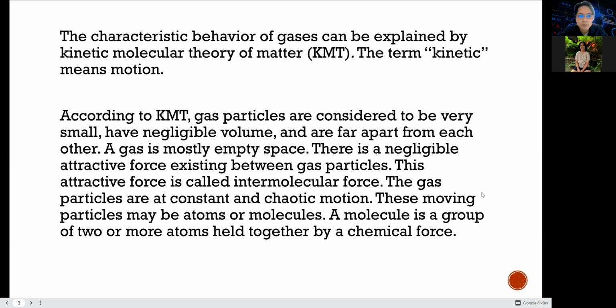There is an invisible attractive force existing between gas particles. This attractive force is called the intermolecular force. Again, please take note of the terminology. That's intermolecular force. Gas particles are in constant and chaotic motion. Chaotic meaning it's moving. These moving particles may be atoms or molecules. A molecule is a group of two or more atoms held together by a chemical force.